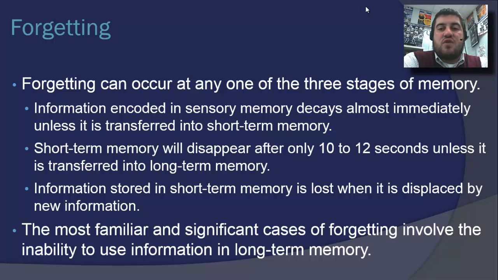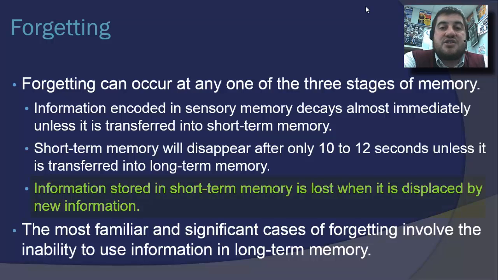Forgetting can occur at any one of the three memory stages, either sensory, short-term or long-term. In sensory memory, the information we encode decays almost immediately unless we start thinking about it and it's transferred into short-term memory. In short-term memory, if you don't rehearse it or practice it, it will disappear after only 10 to 12 seconds unless it is transferred into long-term memory.